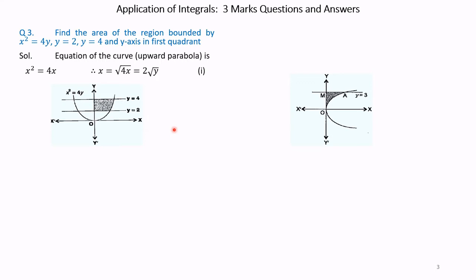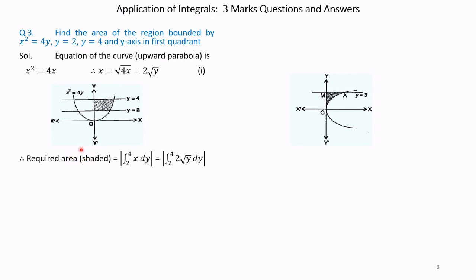Therefore, it is given x square is equal to 4y, and since it is between x and y, we can write it as x square is equal to 4y, or x is equal to square root of 4y, that is equal to 2 square root of y. Therefore, we can write x as x is equal to square root of 2y. Equation 1.